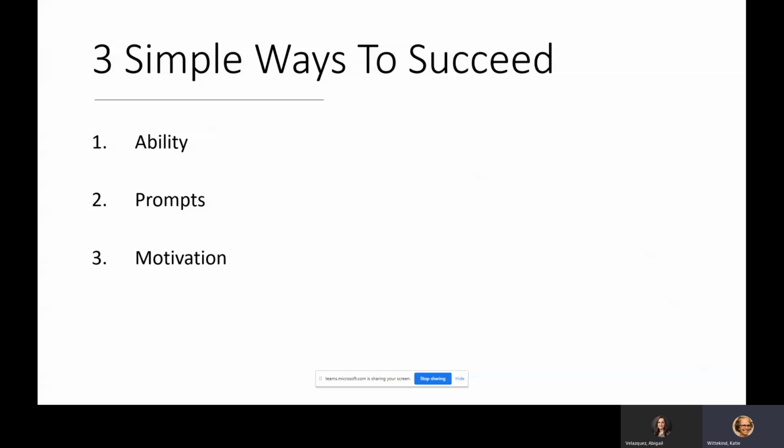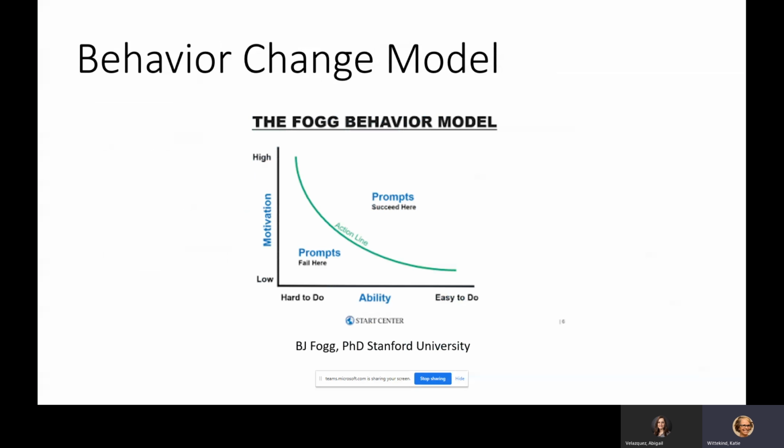So my hope for you is that you think about behavior and the ways to make behavior succeed in order of more ability, prompts, then at the end, think about how you might pull the lever of motivation. So remember, if we can make something really easy to do on this behavior change model, then we don't need a lot of motivation. We just need a prompt, and then the behavior is more likely to occur.